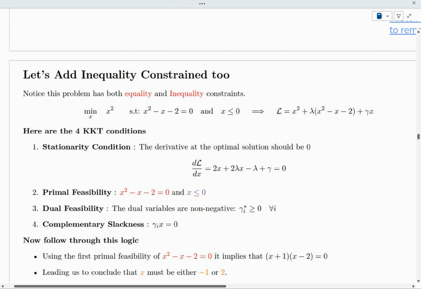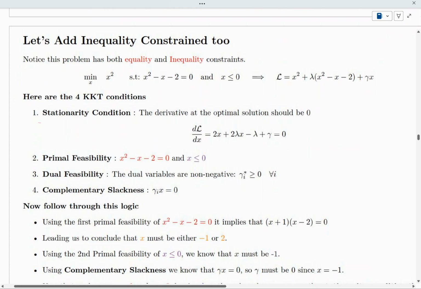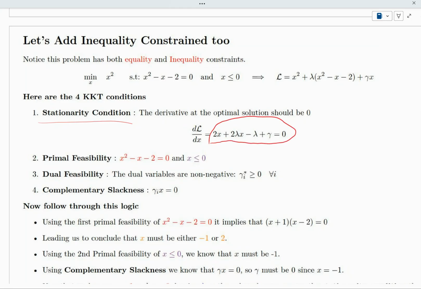And now let's follow through the conditions. Well, there's the stationarity condition, which says that if we take the derivative with respect to x, then the result should equal 0. So the derivative should be 0. And now we have also primal feasibility, which says that these two have to be satisfied. And now we have dual feasibility, which says that the gamma here has to be non-negative. The last one is complementary slackness, it's saying that this also has to be true. Basically, when you multiply them together at the optimal solution, that's supposed to be zero.